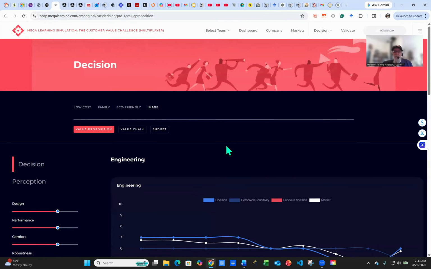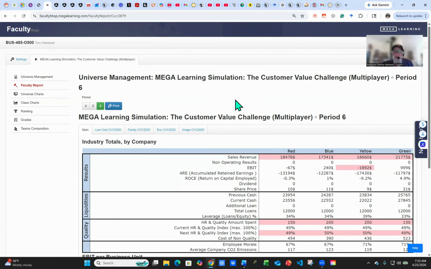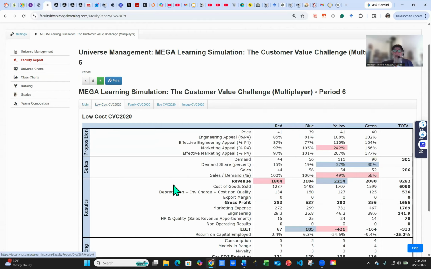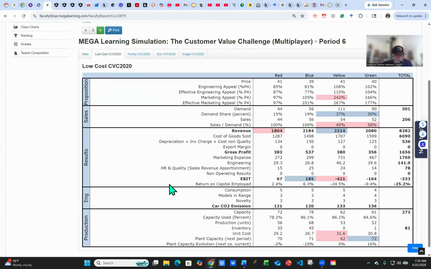All right, let's take a look at some financials and some budgets. Now let's do some quick snapshots and then we'll get this ended. We'll look at low cost right now. Take a screenshot of that. You can see we know what happened in low cost. We know that yellow had a bit of an issue. We can look at yellow here.